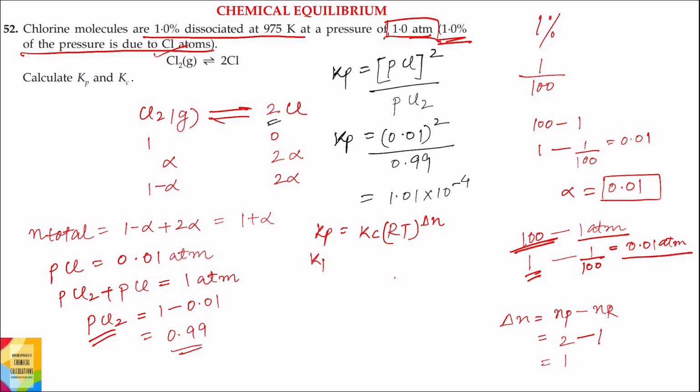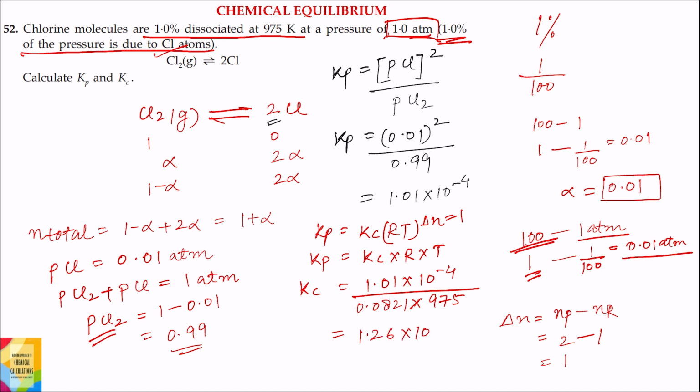So putting value of delta n equal to 1, Kp is equal to Kc into R into T. From this, the value of Kc is equal to Kp, that is 1.01 into 10 to the power minus 4, divided by R. Value of R is 0.0821 liters atmosphere per Kelvin per mole, into temperature in Kelvin. Temperature in Kelvin is given as 975 Kelvin. Solving this equation, value of Kc is 1.26 into 10 to the power minus 6.